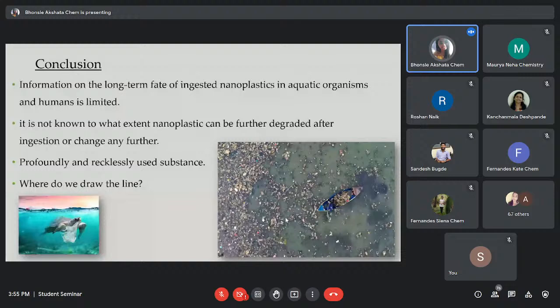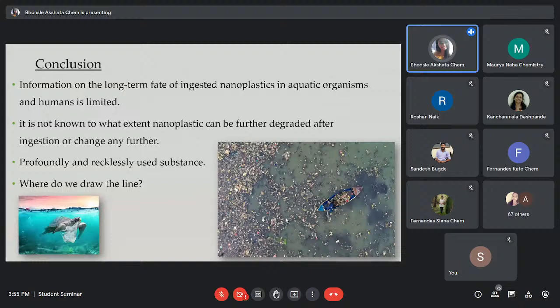And we do not know what happens to these nanoplastics when they enter the acidic conditions of the gut or when they enter inside the cells. That knowledge is still not known. We do not know to what extent they are leached out from the materials that we use for food storage. So all this is still lacking.